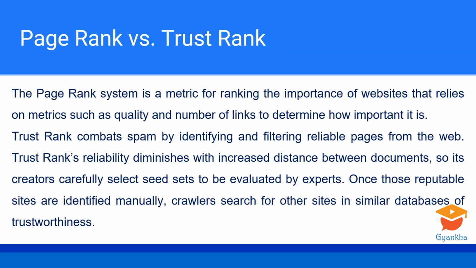So its creators carefully select seed sets to be evaluated by experts. Once those reputable sites are identified manually, crawlers search for other sites in similar databases of trustworthiness. This means PageRank uses the quality and quantity of links to assess relevance, whereas TrustRank focuses on removing spam from the SERPs using a variety of signals.